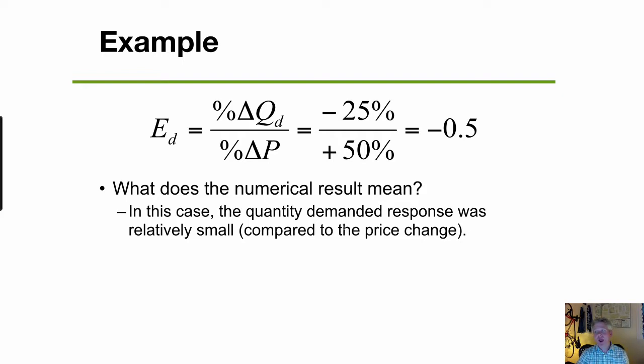Think through it this way. Most people don't have other options when it comes to parking on campus. So if the university doubles the prices of parking, yes, quantity demanded will fall, but a lot of people will just have to suck it up and pay the increase. All right. So it is an inelastically demanded good.